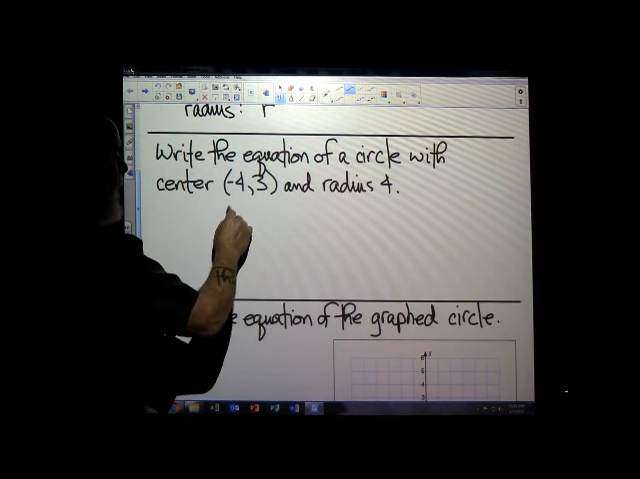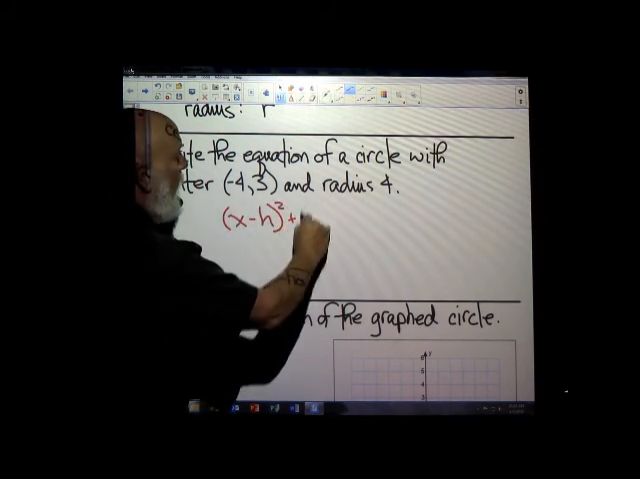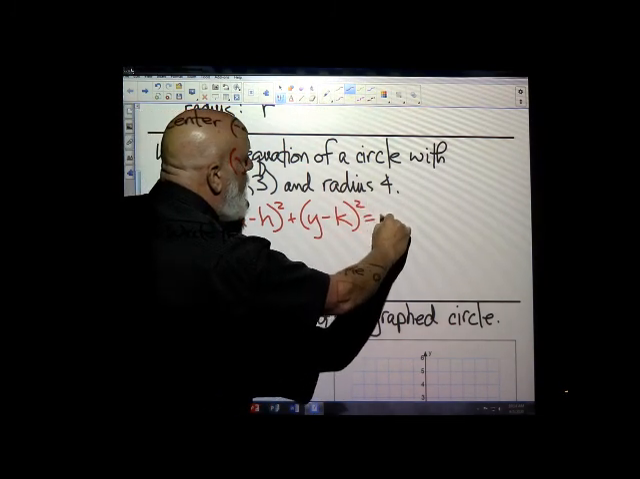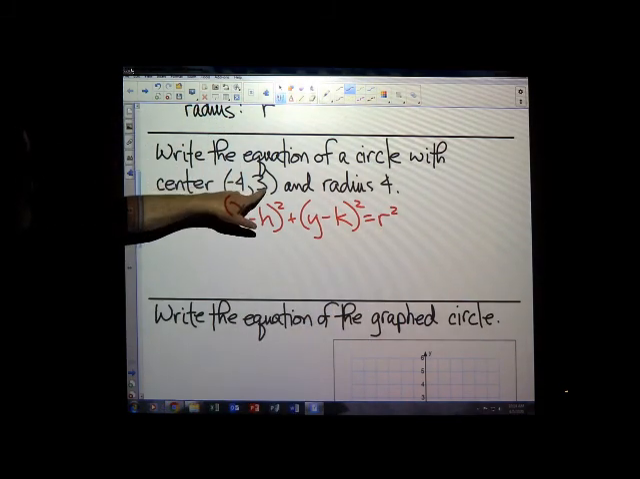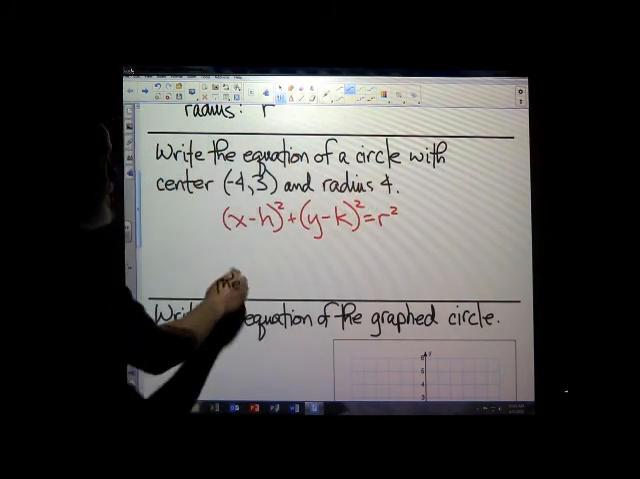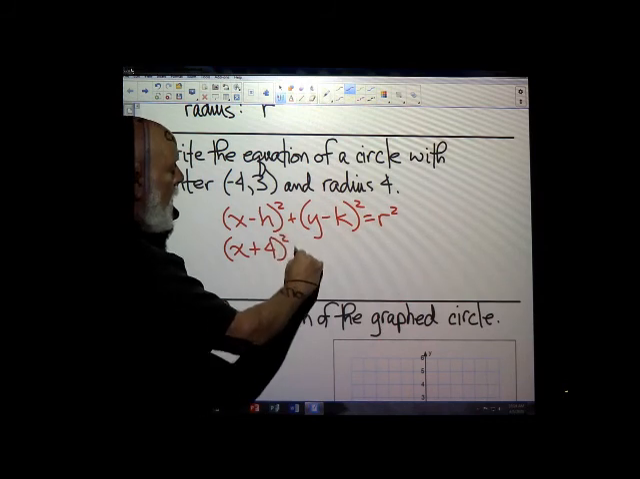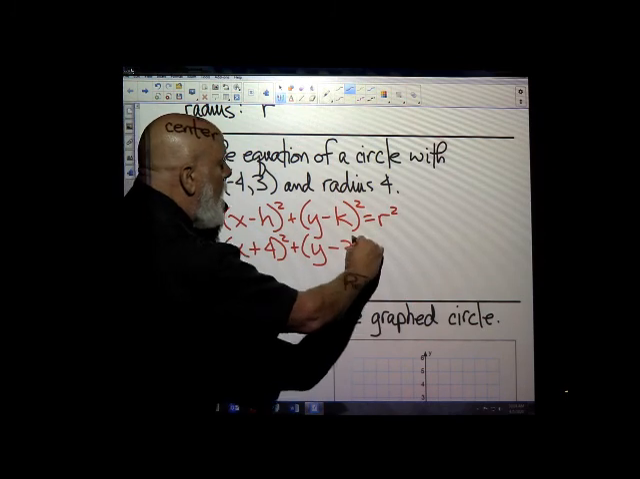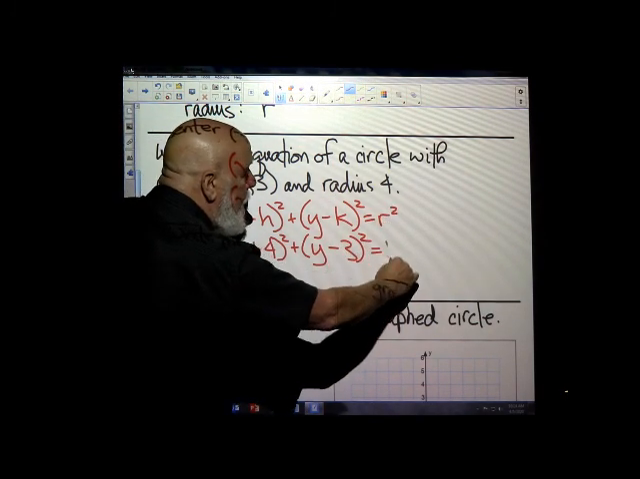So here's our general case. X minus h quantity squared plus y minus k quantity squared is equal to r squared. So here's our h, here's our k, and here's our r. So I'm just going to plug them in. X minus negative 4 quantity squared plus y minus 3 quantity squared is equal to r squared. Well, 4 squared is 16.